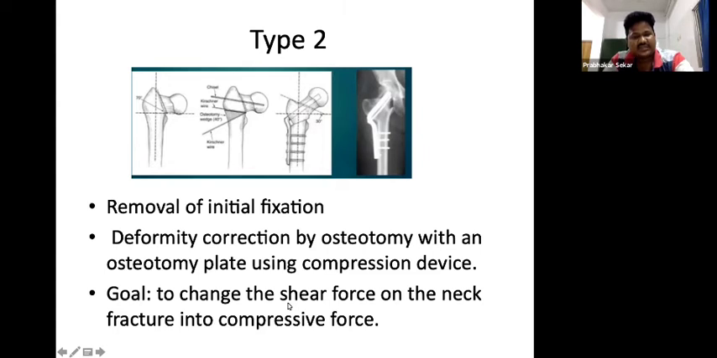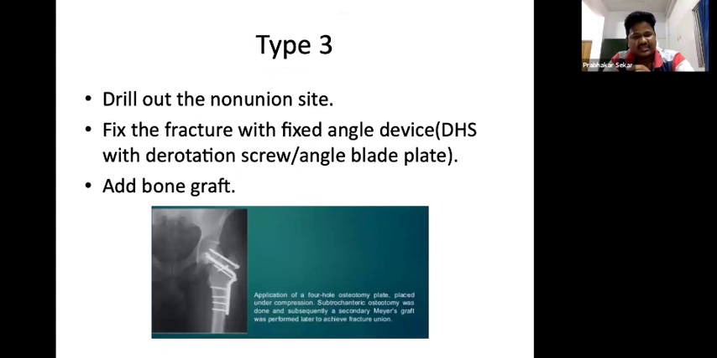And type 3 is where the fixation is good, but there is a fracture gap. There is a non-union site still there, the gap is there. So you have to drill that non-union site and fix the fracture with a fixed angle device, that is a DHS or a 130 degree angle blade plate with bone graft.